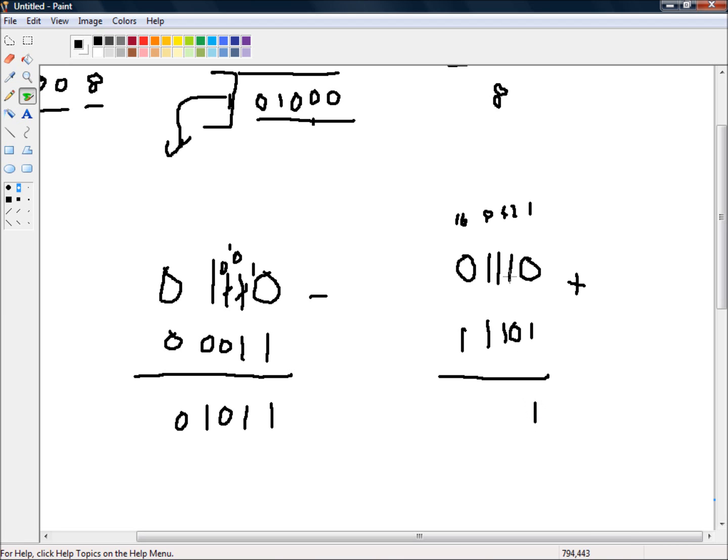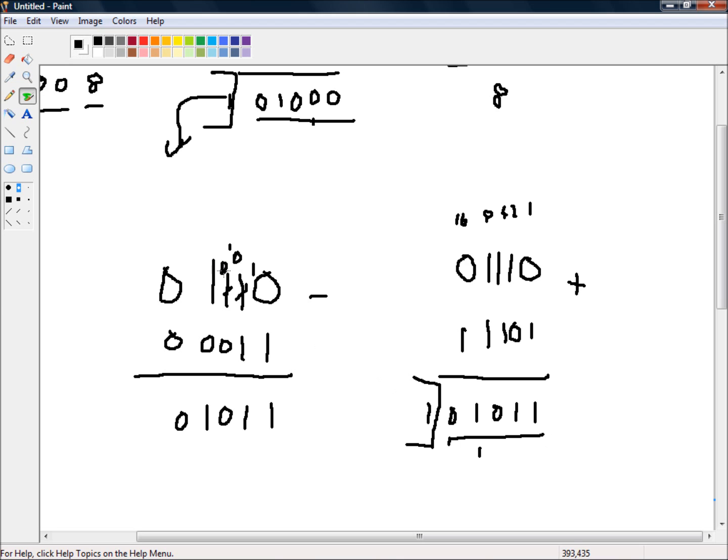0 plus 1 is 1, 1 plus 0 is 1, 1 plus 1 is 0, carry the 1. So 1 plus 1 is 1, and then another 1, so that's a 1, carry the 1, 1 plus 1 is 0, and the 1 falls off the end. We get 0, 1, 0, 1, 1, so we get exactly the same answer.